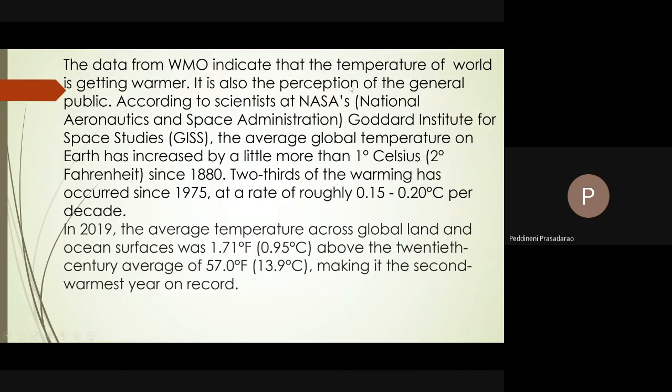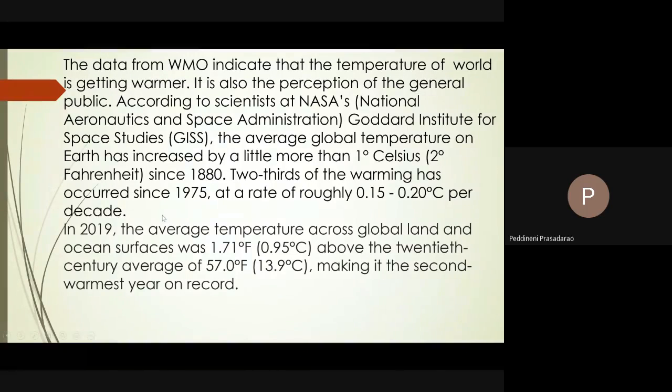According to scientists at NASA, the National Aeronautics and Space Administration, Goddard Institute for Space Studies, the average global temperature on Earth has increased by a little more than 1 degree Celsius since 1880. Two-thirds of the warming has occurred since 1975, at a rate of roughly 0.15 to 0.20 degrees centigrade per decade.